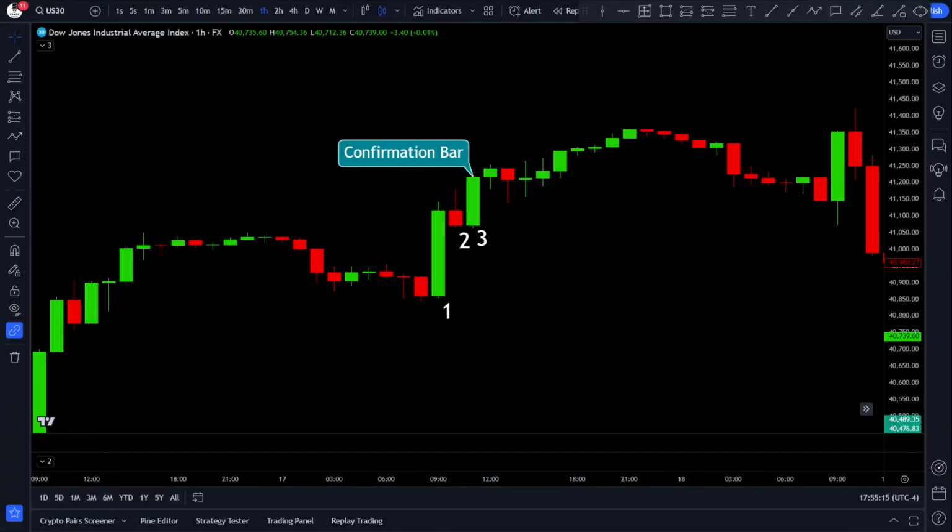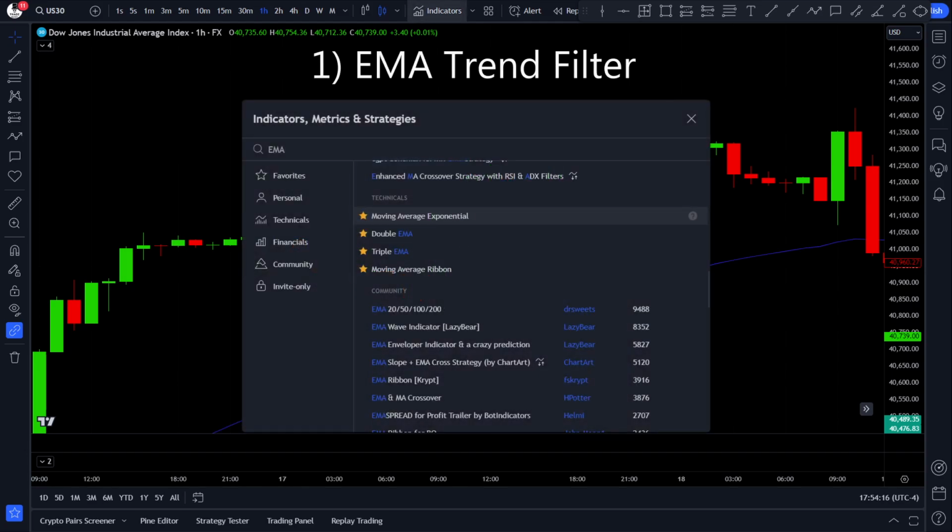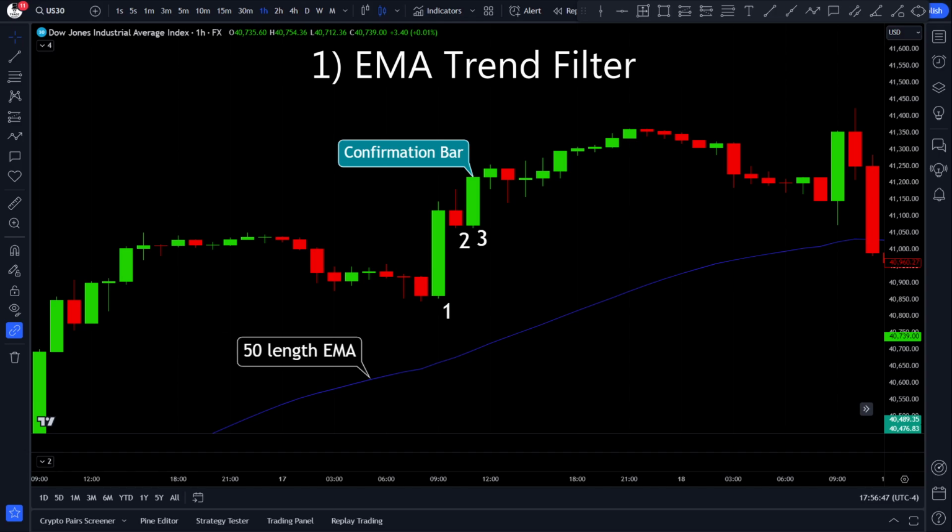To take this strategy to the next level, I've included additional rules that were recommended by DataTrader. First, EMA trend filter. Use a 50-length EMA as a trend filter. Long entries are only allowed above the EMA, ensuring we trade with the trend.